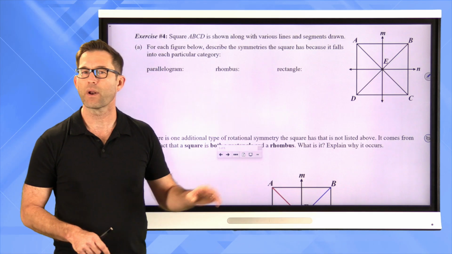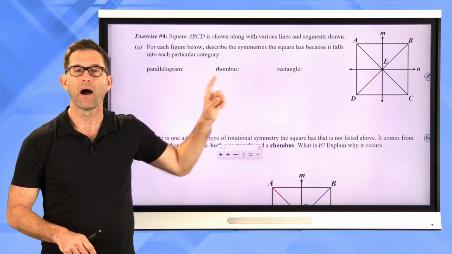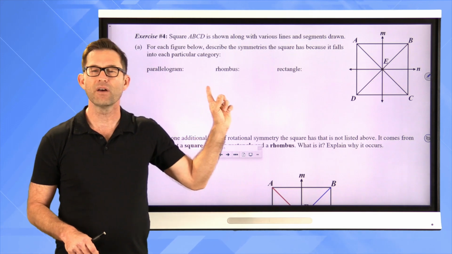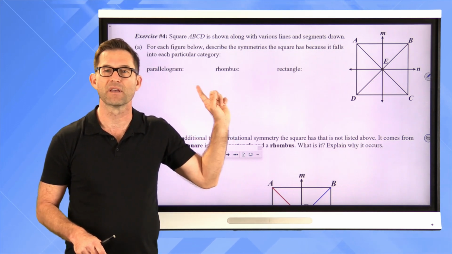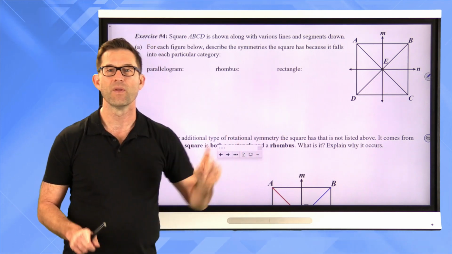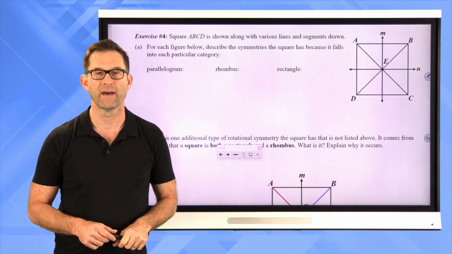All right? So what I want you to do is, based on this picture, I want you to tell me what kind of symmetry does the square have because it's a parallelogram. Then tell me what kind of symmetries the square has because it's a rhombus. Then tell me what kind of symmetries it has because it's a rectangle. Pause the video now and go ahead and do that.